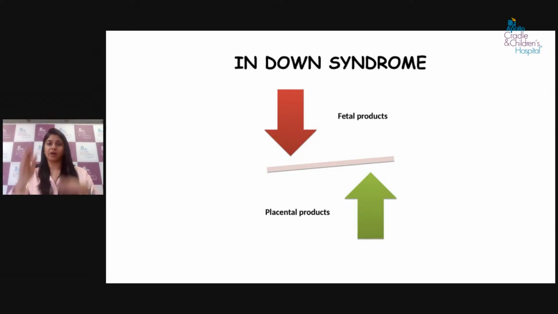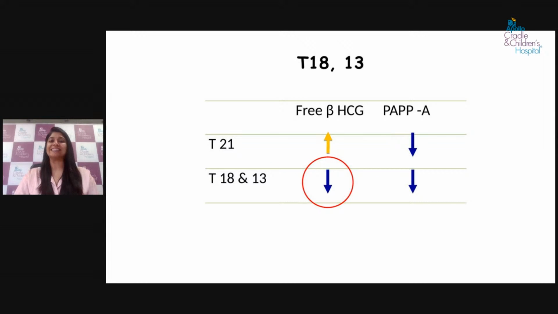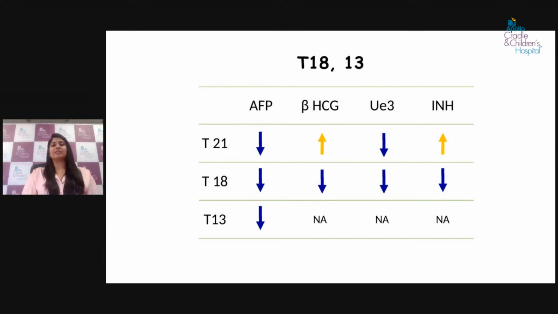In Down syndrome, the fetal products are seen to be low and the placental products seem to be increasing. So for T21, the beta HCG is increasing, but for trisomy 18 and 13, the beta HCG is decreasing. However, PAPP-A remains low in all the trisomies. The AFP remains low in 21, 18, all the trisomies. The estradiol is low in both 21 and 18, and inhibin is increased in T21 in the quadruple, and low in T18.